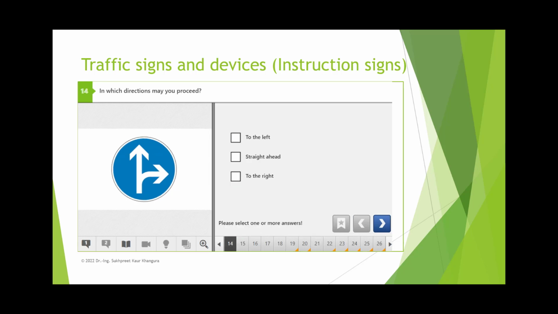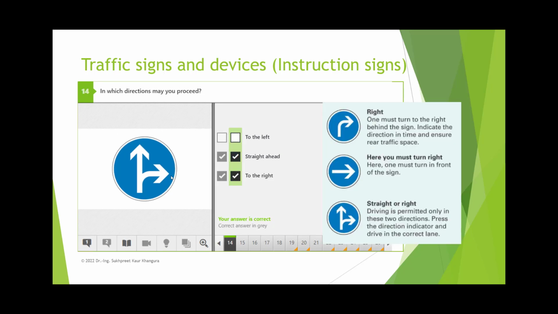In which directions may you proceed? So we see this arrow is pointing straight ahead and then indicating towards right. So you may proceed straight ahead or towards right. Last two options are the correct ones. And here is the explanation.